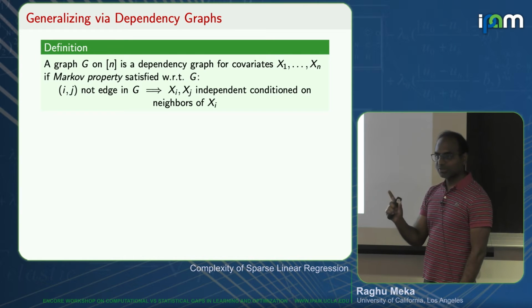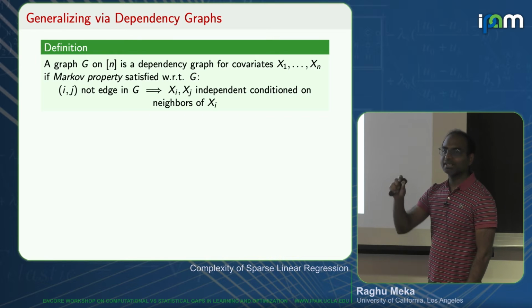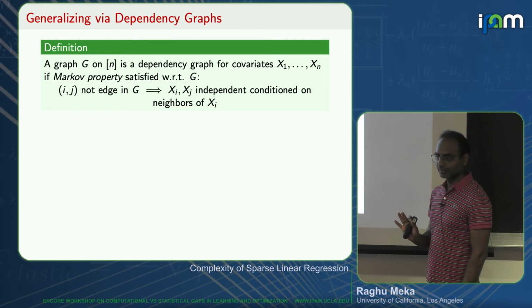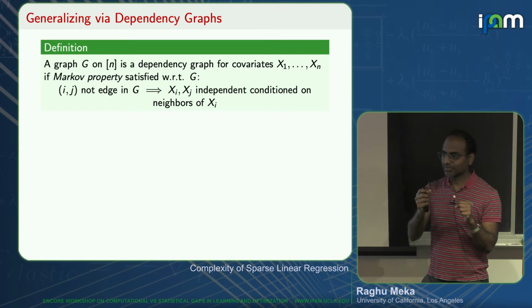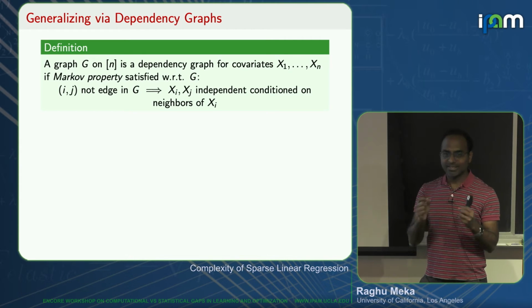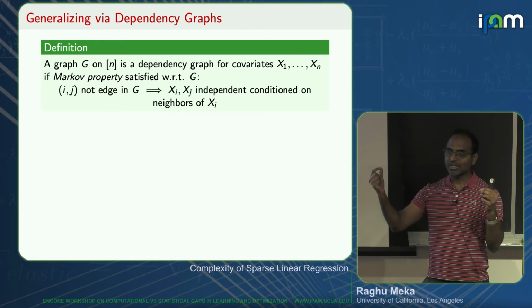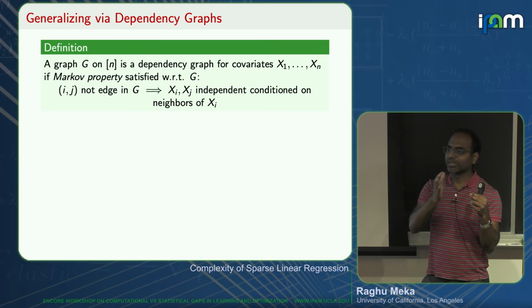If there is no edge between the vertices i and j, maybe you want to say they are independent. They're not really independent, but they're independent conditioned on the others. In fact, you only need to condition on the neighbors of one vertex. So you're basically saying that when two things are not adjacent, they could be correlated, but the correlation only comes through these neighbors that I already have.